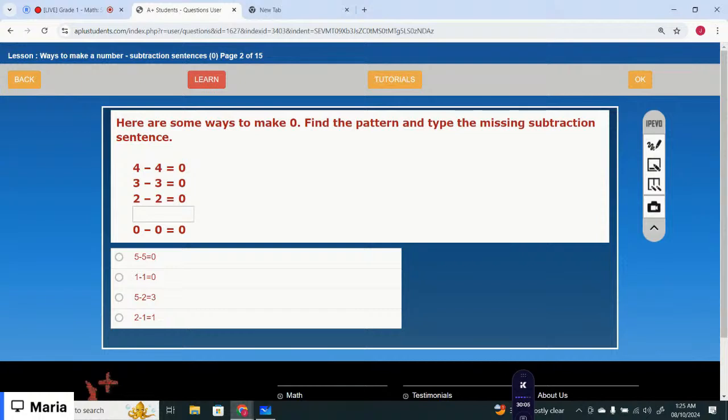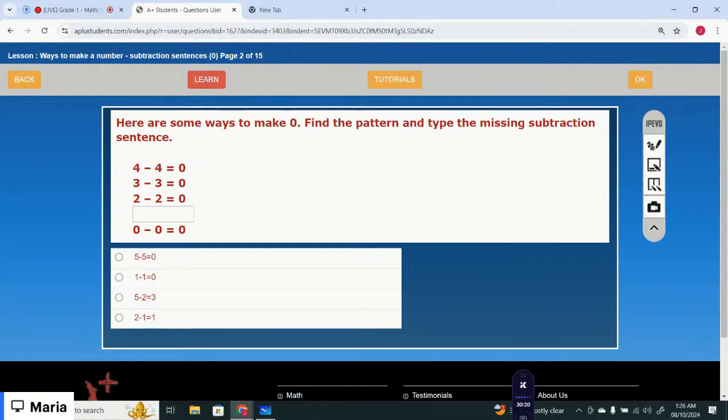Here are some ways to make 0. Find a pattern and type the missing sentence. So which number is missing? 4 take away 4 is 0. 3 take away 3 is 0. 2 take away 2 is 0. So which option is missing?